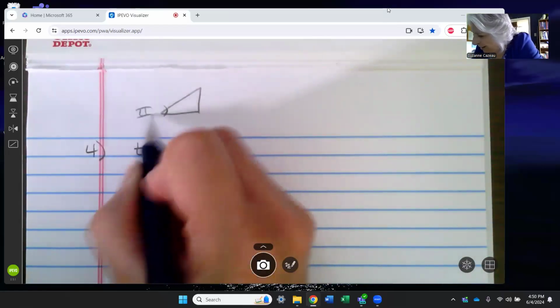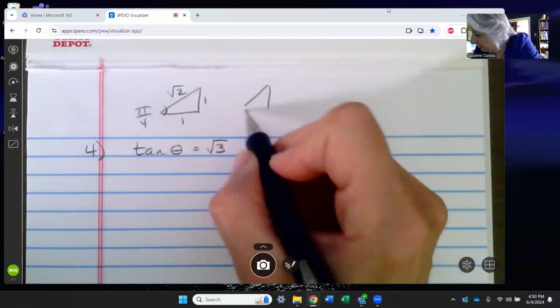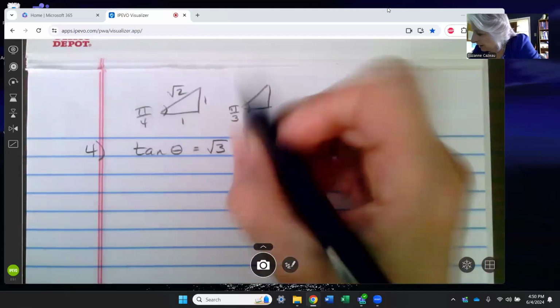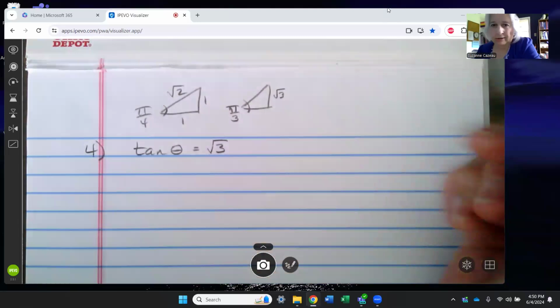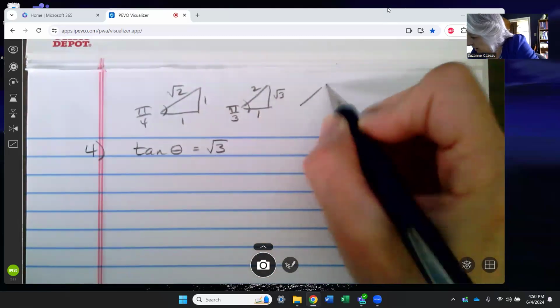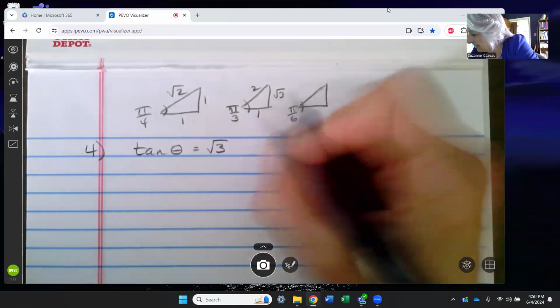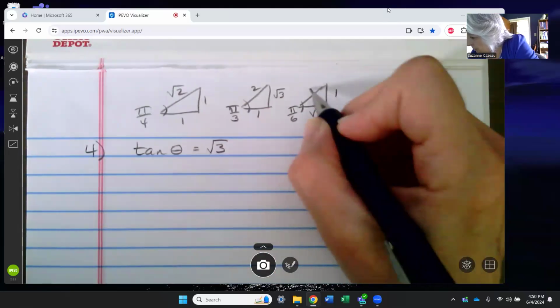You've got your pi over 4, that's 1, 1, root 2. You've got pi over 3. I like to do this one first because then the root 3 goes right across. Then this is a 1 and that's a 2. And then you can do your pi over 6. And that's going to be the other way around. This is a 1 and a root 3 and a 2.